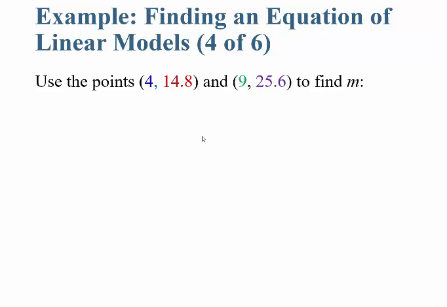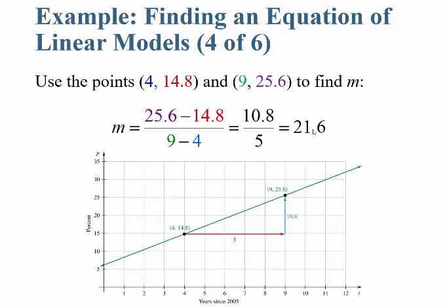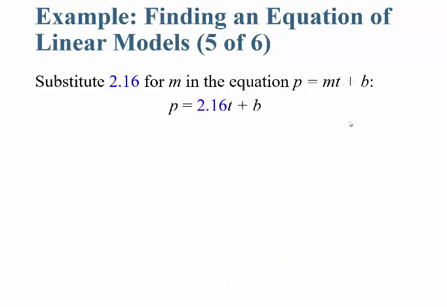So the first thing I'm going to do is find the slope. It's the change in the dependent variable, so 25.6 minus 14.8, divided by the change in the independent variable, 9 minus 4. You get 10.8 divided by 5, which is a little off here. This should actually be 2.16. Sorry for the error there, the decimal place is incorrect, 2.16. So now that I know the slope is 2.16, sorry for that typo.